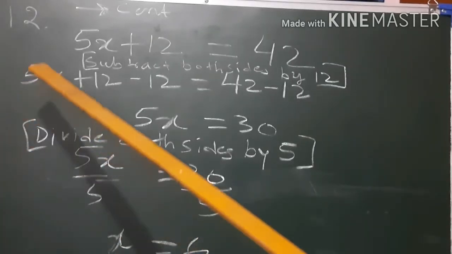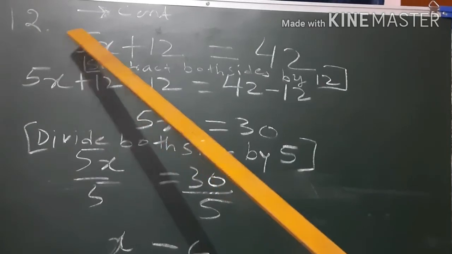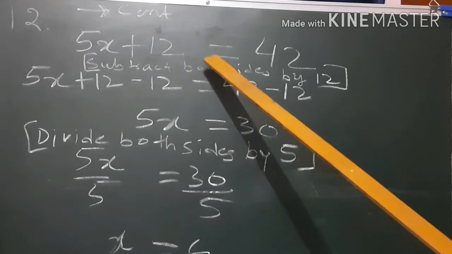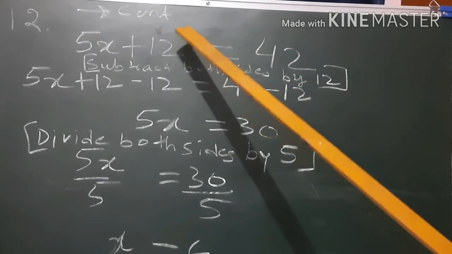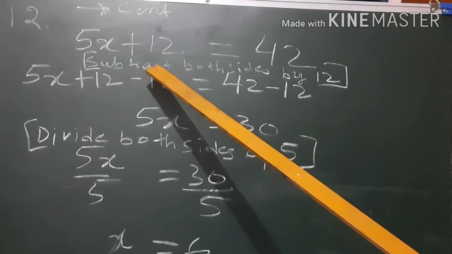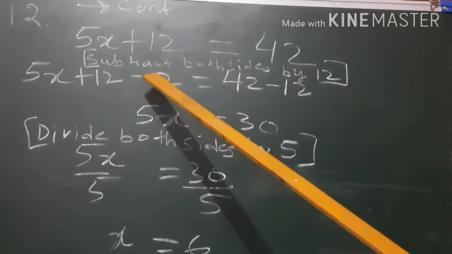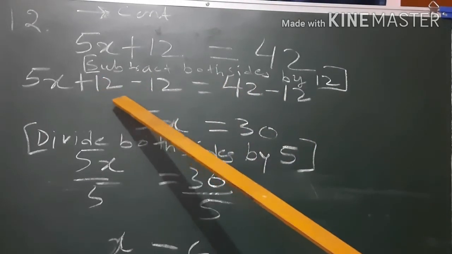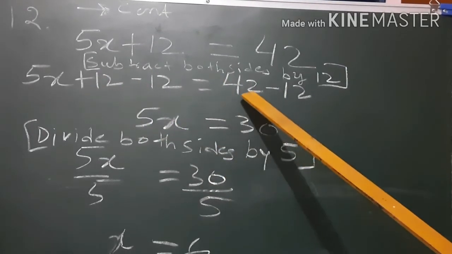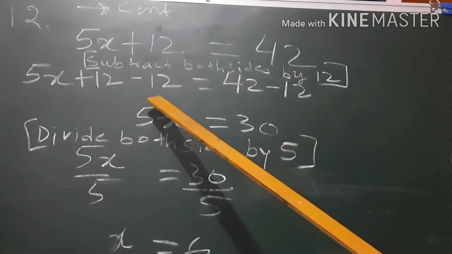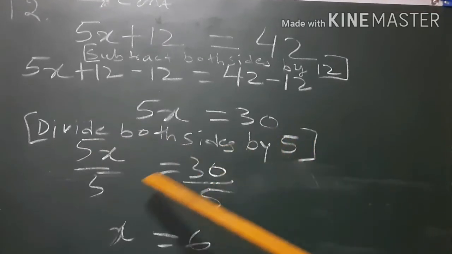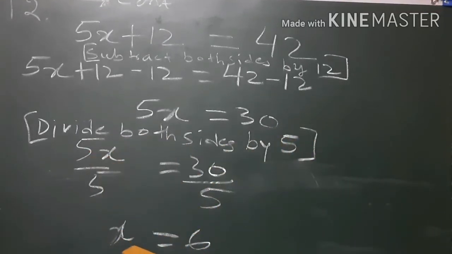So in question number 12 we got 5x plus 12 is equal to 42. Now we have to remove 12. Subtract both the sides by 12. So minus 12 and minus 12. So this side we get 5x and on the right hand side we get 30. Now to remove this 5, divide both the sides by 5. So we get what? x is equal to 6. This is the answer.